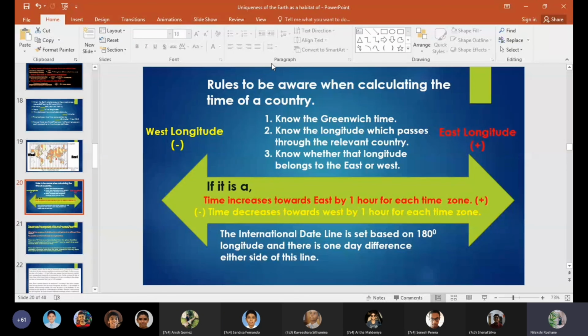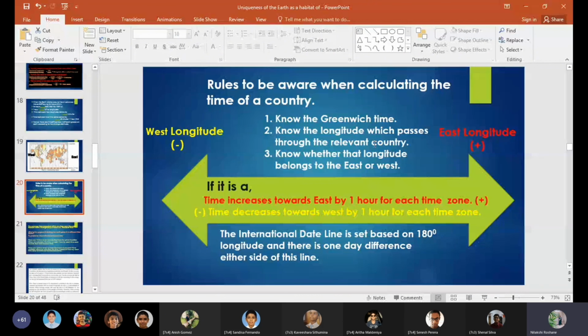Yes, read. Know the Greenwich time. And second? Know the longitude, the latitude which passes through the relevant country. And third one? Know whether the longitude belongs to east or west.